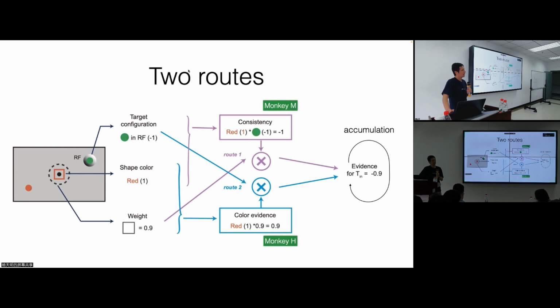I'm not sure what you mean by perception and action, because in both routes, all these variables are not directly related to the action. So you have to put all of them together to compute the evidence here. And only this quantity can be accumulated and it is correlated with action. All the other things are actually orthogonal to action.